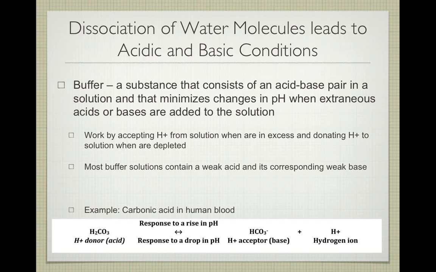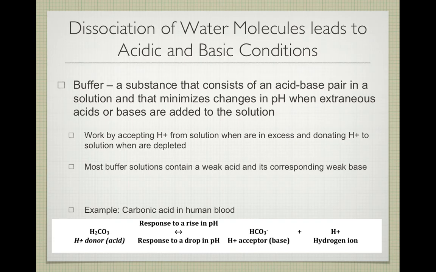pH-wise. So there are tons of buffer systems out there in nature, and all a buffer is, is a substance that consists of an acid-base pair, typically a weak acid with a weak base. They work to minimize the changes in pH when extra acid or extra base is added to that solution. They're either going to work by accepting extra H pluses when they become in excess in solution, so if we're getting too acidic, they're going to bring it back, or by donating H pluses when the solution gets depleted, so when we're getting too basic, it's going to add extra H pluses to help bring that back.